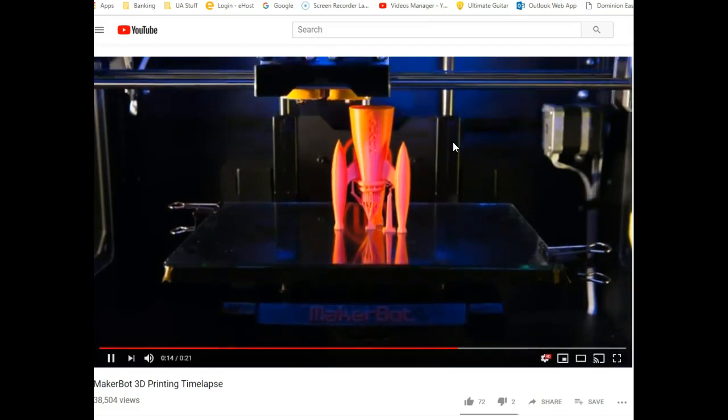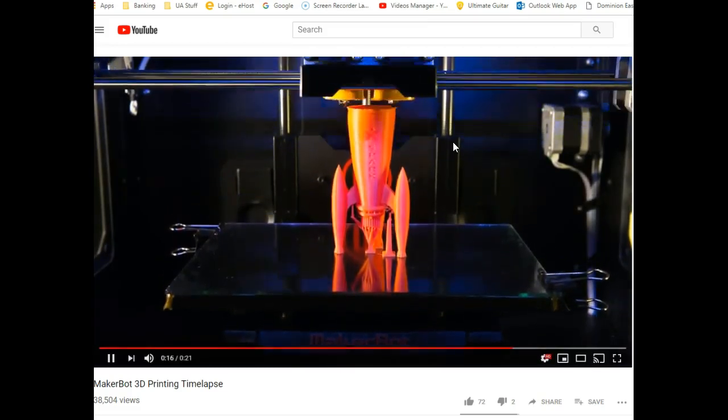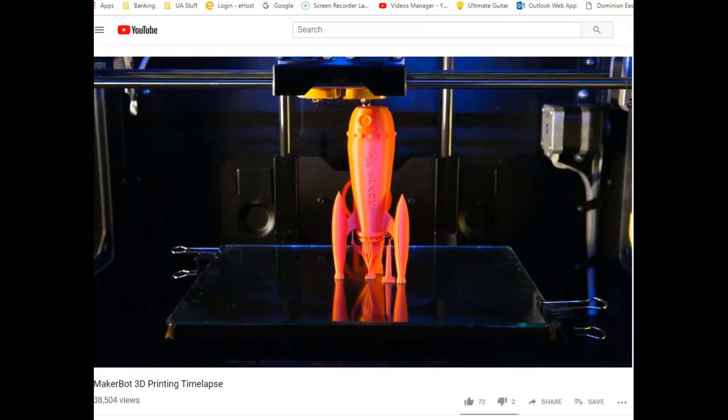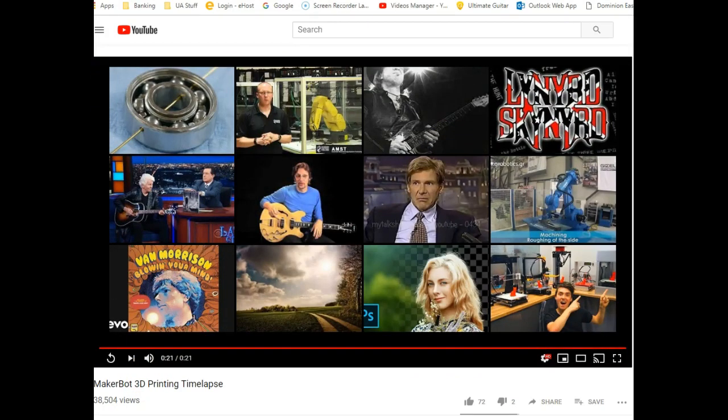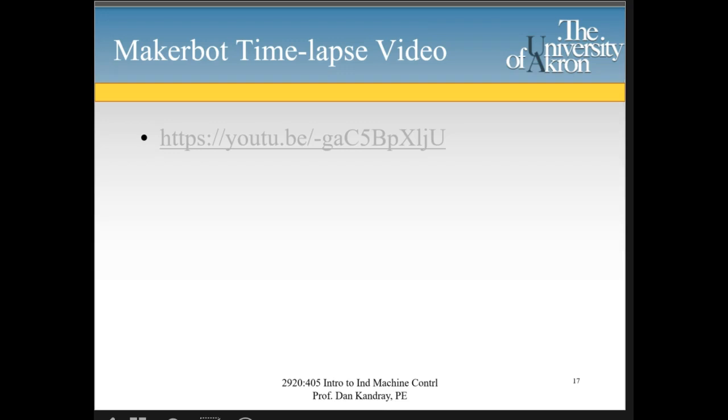And the MakerBots are what we have over at the library, and when we get to Lab 4, that's what you're actually going to use. And that's it. Okay, and that concludes this video. Next time we're going to be talking about metal additive manufacturing processes.